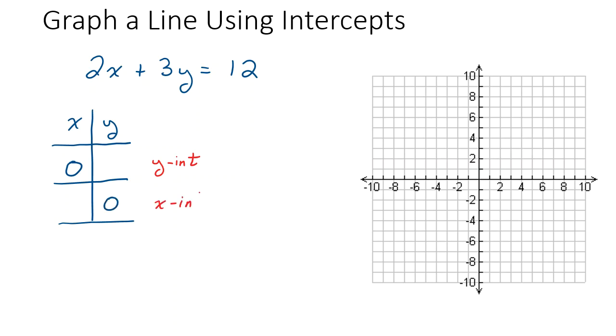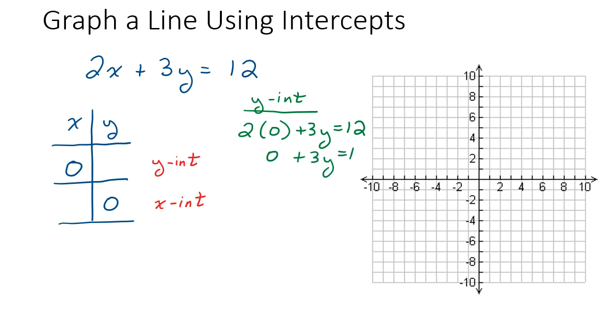Now, the advantage to doing this is arithmetic with 0 is pretty easy, right? So let's do our y-intercept first. All right, so to find our y-intercept, we're going to let x be 0. So I'm going to take the equation 2x, but instead of x, I'm going to put the 0, plus 3y equals 12. So that gives me 0 plus 3y equals 12.